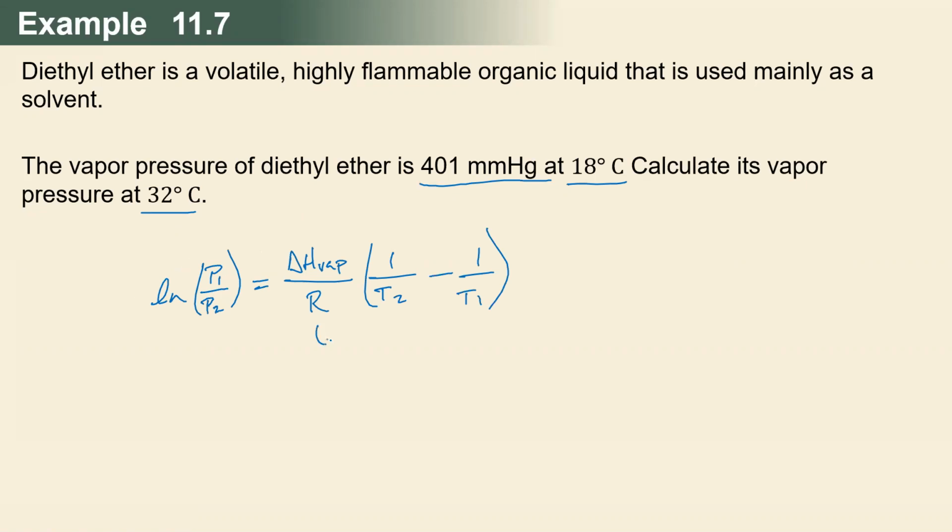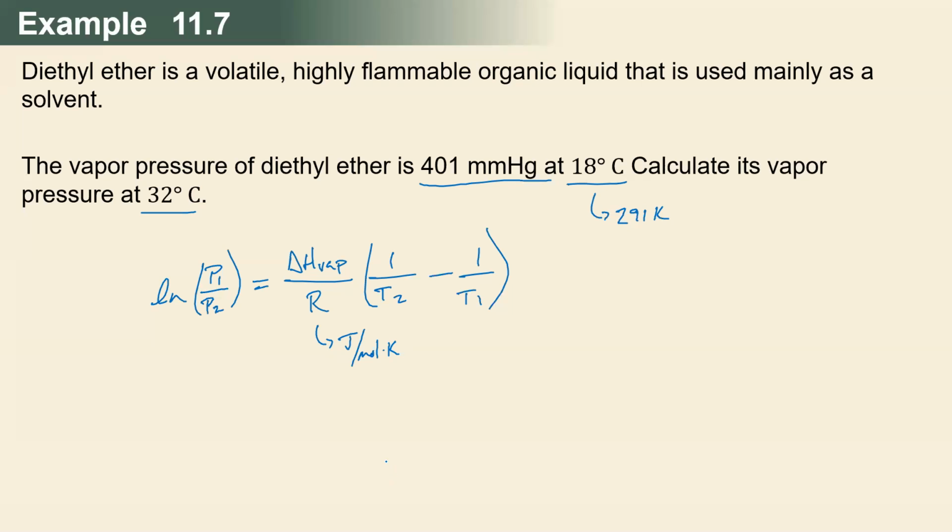Our units on R are joules per mole Kelvin. And so we need to convert our degrees Celsius to Kelvin. How do we do that? What's our conversion factor there? 273.15. That's right. We add 273.15. Sig figs tells us we don't need the 0.15 necessarily this time, but we get 291 Kelvin.